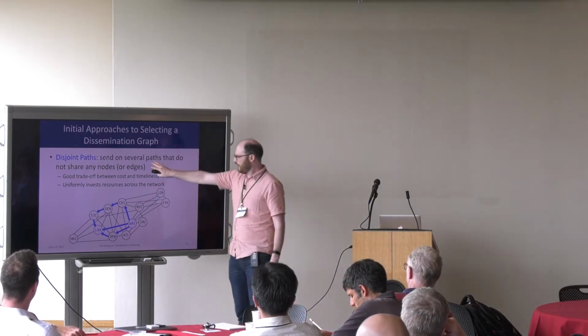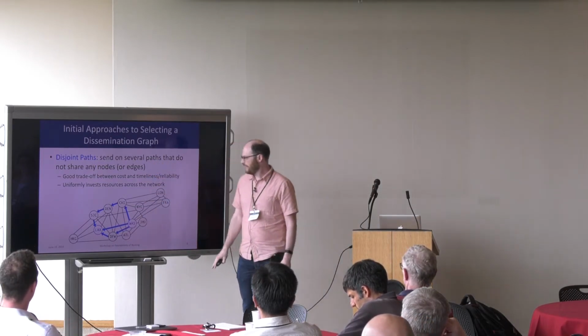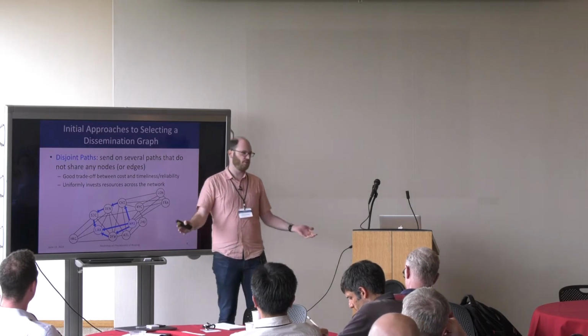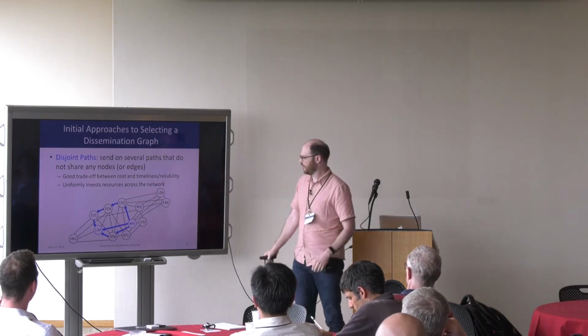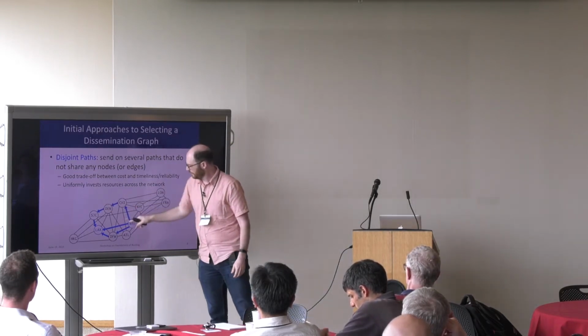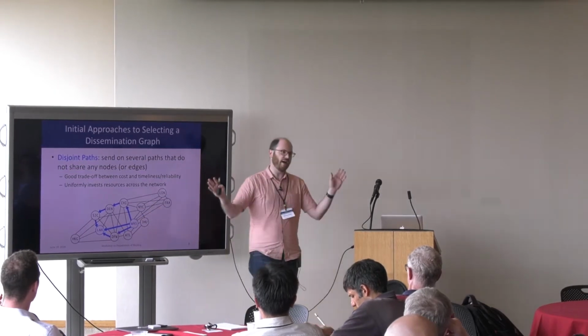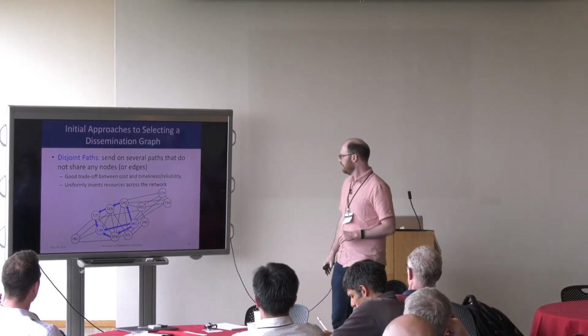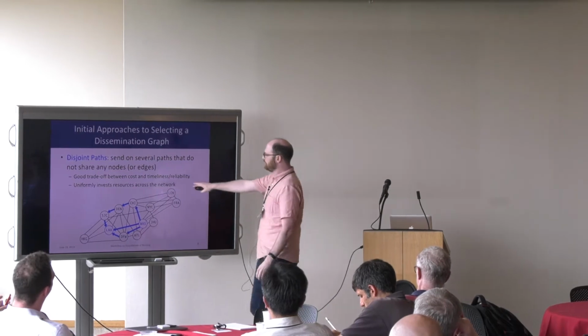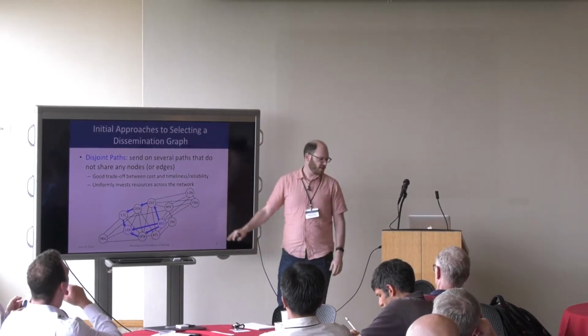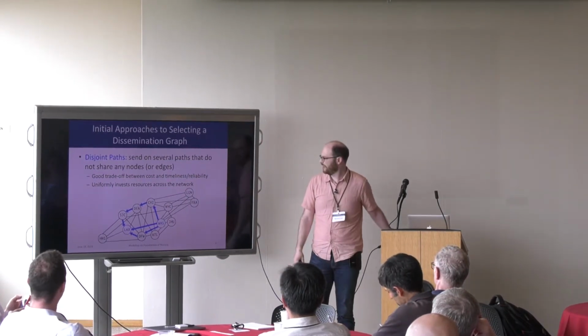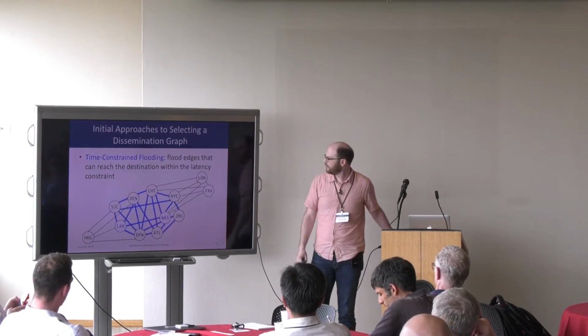If I do disjoint paths, suppose I'm trying to send from Washington to LA. I want to be robust to 2 failures. So I run 3 disjoint paths. There's 1, there's 2, there's 3. Fine, that works. It's a pretty good trade-off between cost and reliability. Unfortunately, it has this uniform investment across the network.